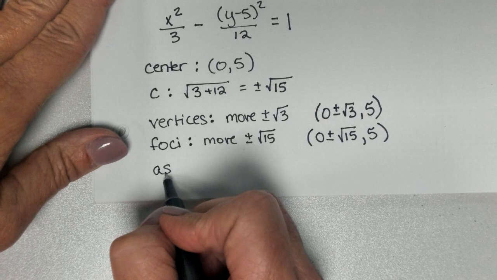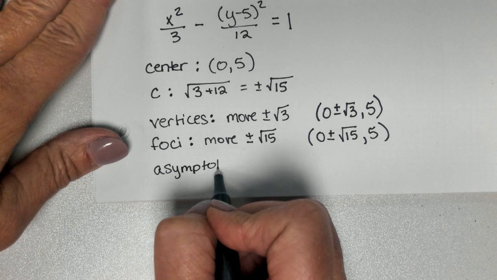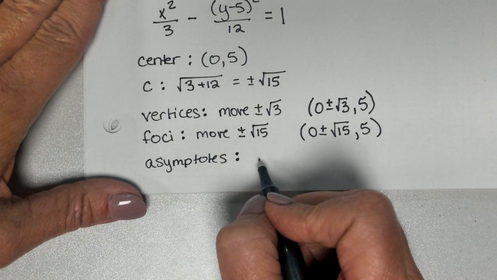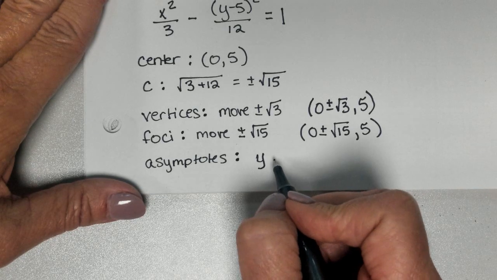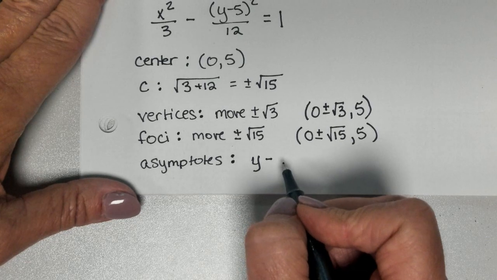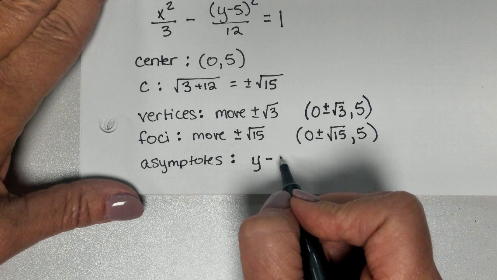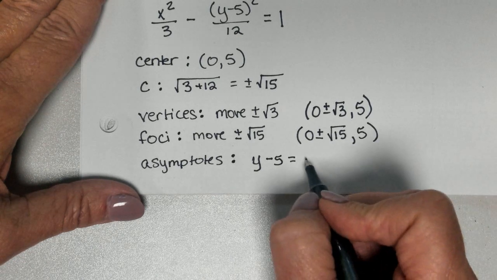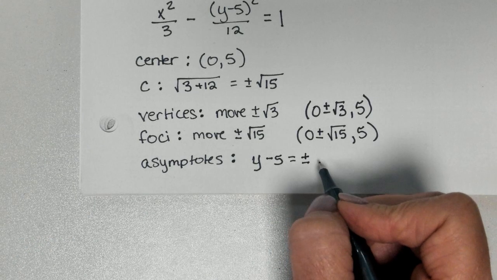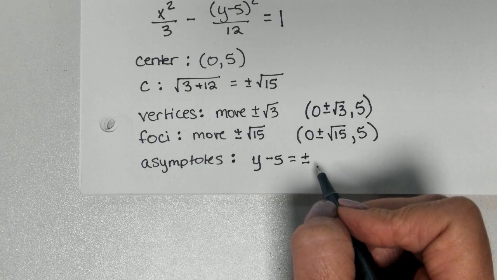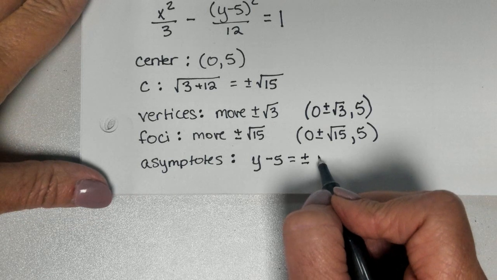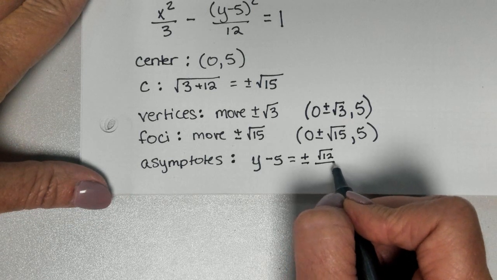And then our asymptotes. Y minus k. What is k? 5. There we go. Equals plus or minus. Now, is this going to be a over b or b over a? b over a. And our b value is the square root of 12, and it's over the square root of 3.